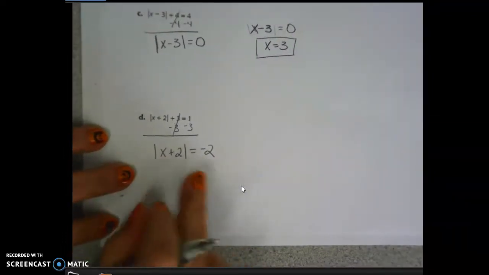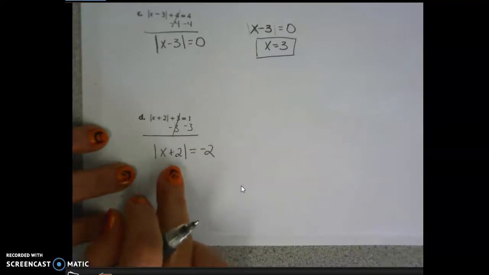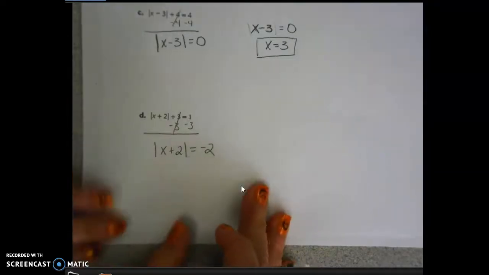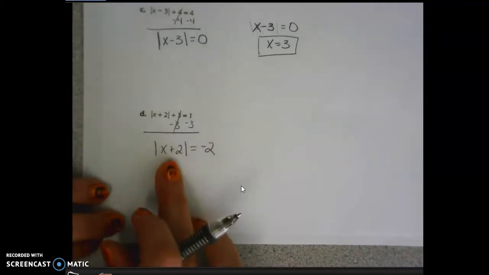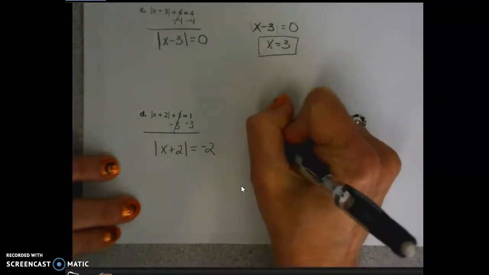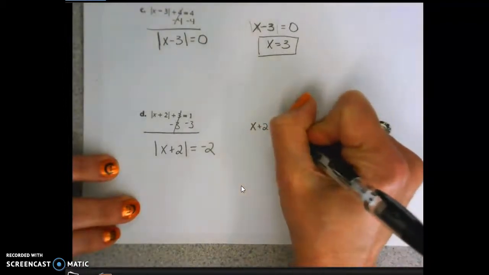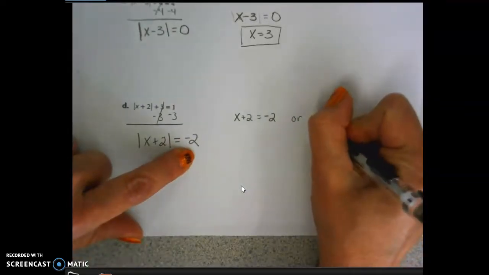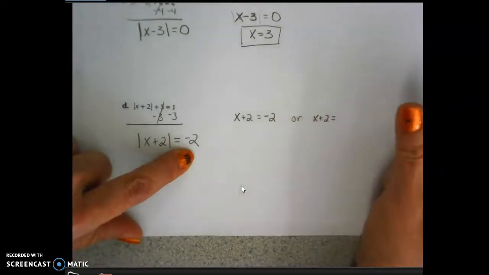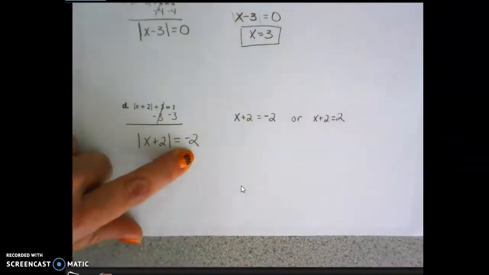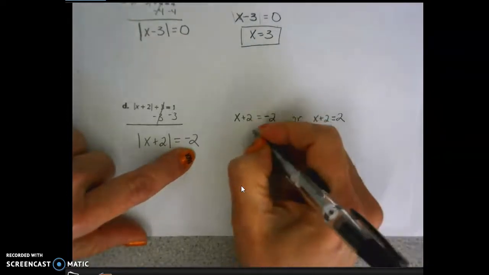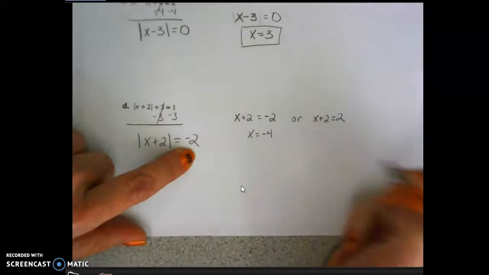Well, let's follow our pattern. Once you get the absolute value isolated, which it is, there's no addition or subtraction on either side, and there's no multiplier in the front. Once we get it isolated, you can remove the absolute value bars and set up your two equations. X plus 2 equals negative 2, or you have to do the opposite. X plus 2 equals positive 2. So once to the negative, once to the positive. Let's solve this. If I subtract 2, I get x is negative 4.